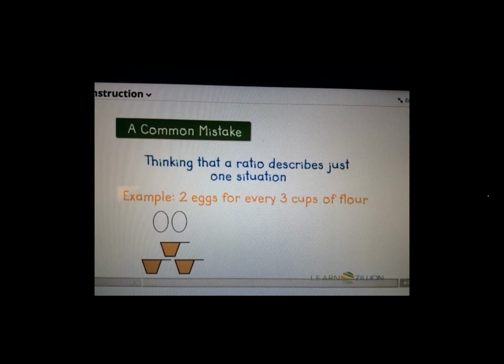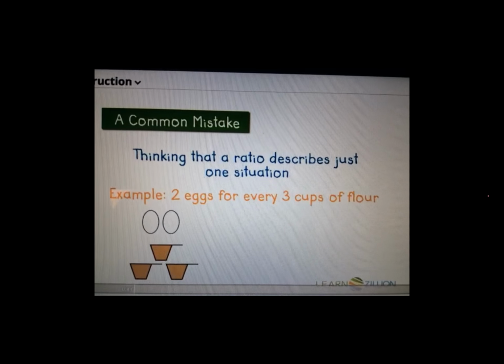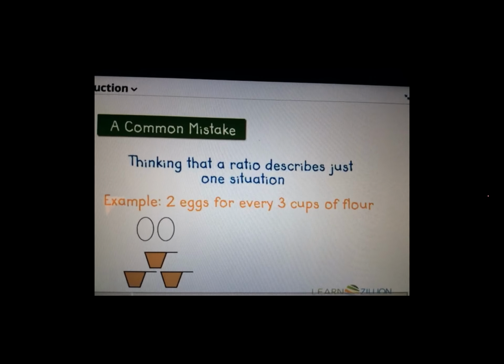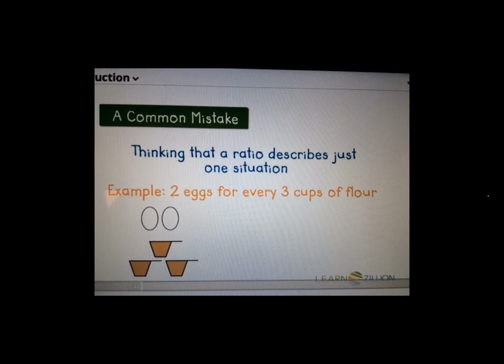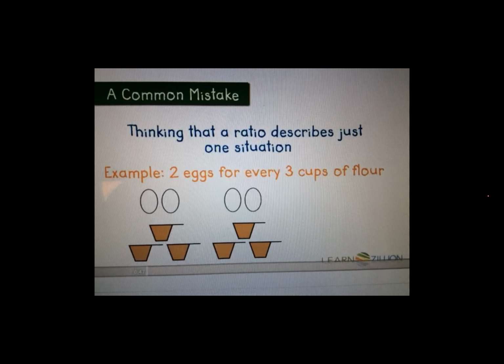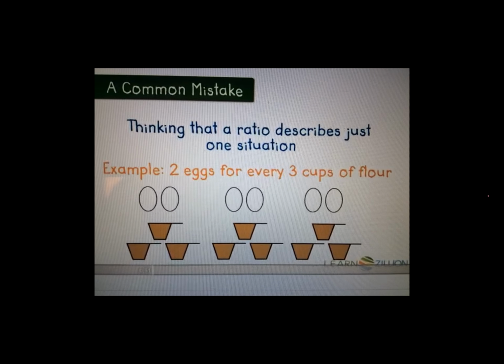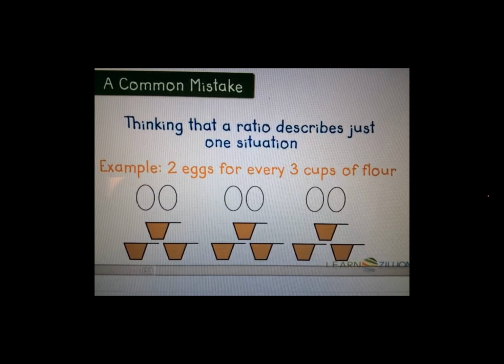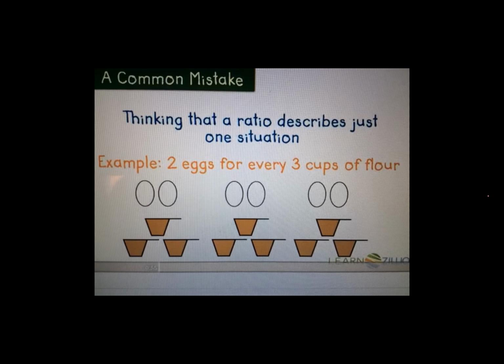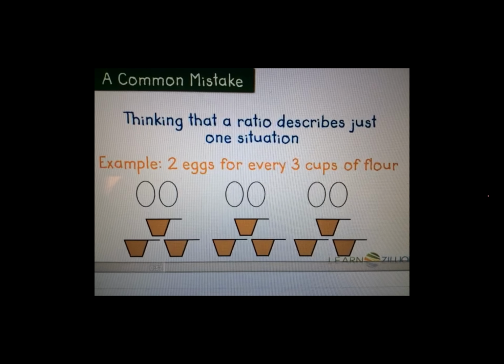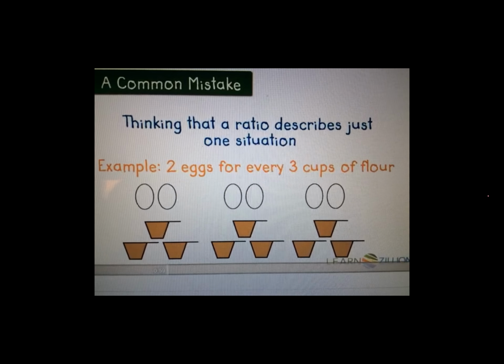But a ratio actually describes a pattern. So that ratio could mean 2 eggs and 3 cups of flour, but it could also mean 4 eggs and 6 cups of flour, or 6 eggs and 9 cups of flour. All of those pictures are examples of that same ratio, 2 eggs for every 3 cups of flour.